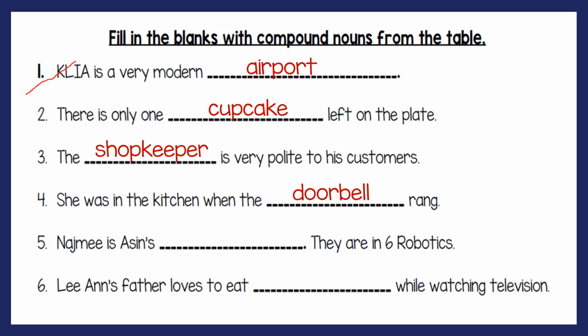Number 5, Najmi is Asin's classmate. They are in 6 robotics. Another tick if you got that correct. And the last one, Leanne's father loves to eat groundnuts while watching television. Another tick if you got that correct. Well done, everyone.